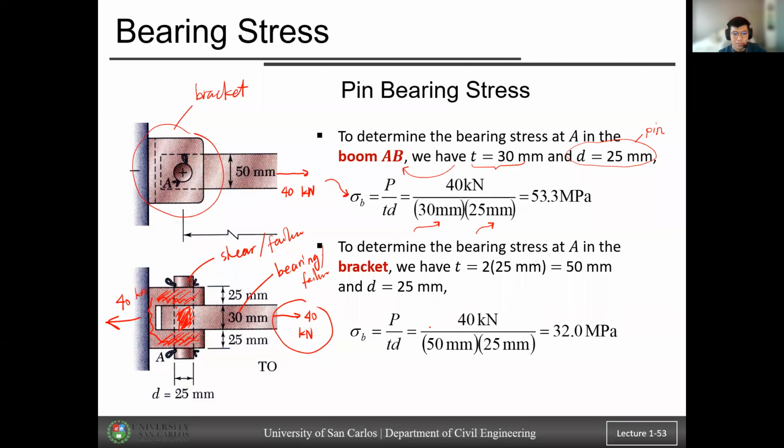So 40 kilonewtons, and notice that the thickness is now 50 because 25 plus 25, because that's the amount of failure that the material will experience. And then 25 coming from the diameter of the pin. So this is the bracket, so that's 2 times 25 from the bracket. This one is coming from the pin. It's shown here.